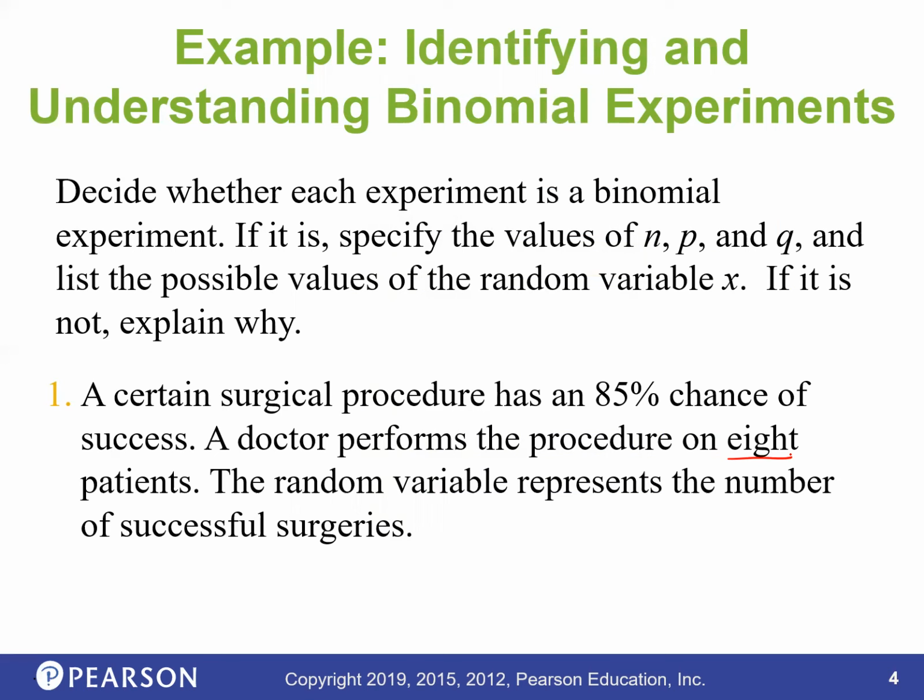Criteria number 3, is the probability the same for each trial? Yeah, this procedure is 85% success. And then the random variable X is going to count the number of successful trials for us. Absolutely, that's exactly what the random variable is. Awesome, it fulfills it. Okay, cool.